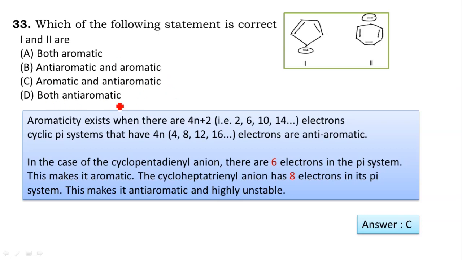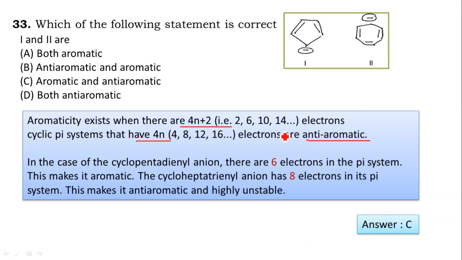First, take aromaticity. Aromaticity follows the 4n plus 2 rule. That is, a compound containing 2 electrons, 6 electrons, 10 electrons, 14 electrons, etc. are aromatic. We know that. And anti-aromatic is a 4n electron system which contains 4 electrons, 8 electrons, 12 electrons, 16 electrons. We have to know this rule.